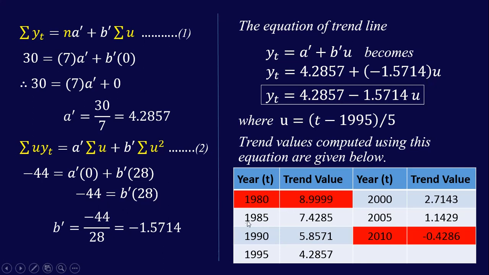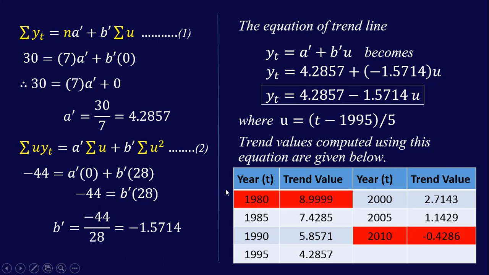To get the trend value of the year 1985, we only have to substitute this 1985 in place of t here. 1985 minus 1995 is equal to minus 10. Minus 10 upon 5, minus 2. So u is equal to minus 2. So we substitute this value of u, minus 2, here, and we calculate yt, which is the required trend value for the year 1985. Similarly, we can find trend values for all the years. Okay, so here we get the trend value for the first year 1980, 8.9999, and the trend value for the last year in the time series, 2010, that is minus 0.4286.